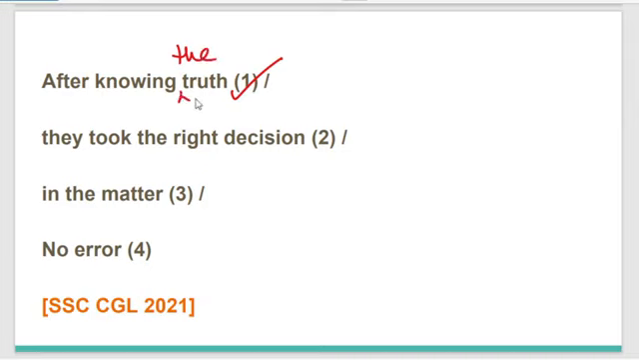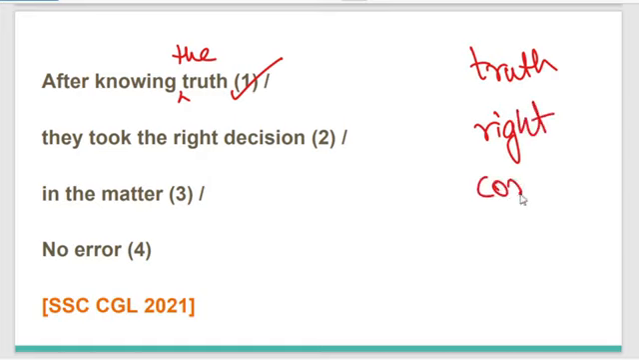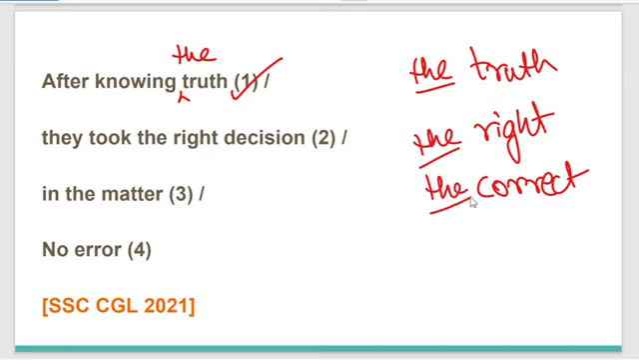But why? Because whenever we say truth, right, correct, do we use indefinite article a or an? No, we use definite article the. Why? Because right path, right person, truth, correct. These are always specific. And whenever we are mentioning something specific, we have to use definite article the before those words.